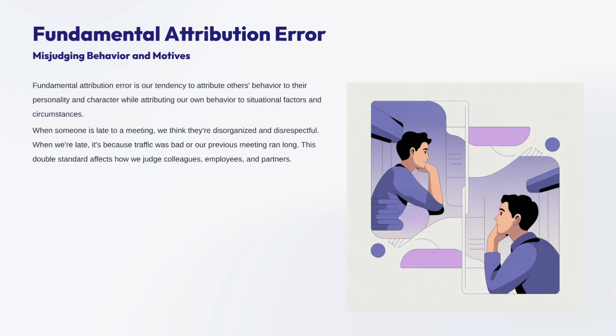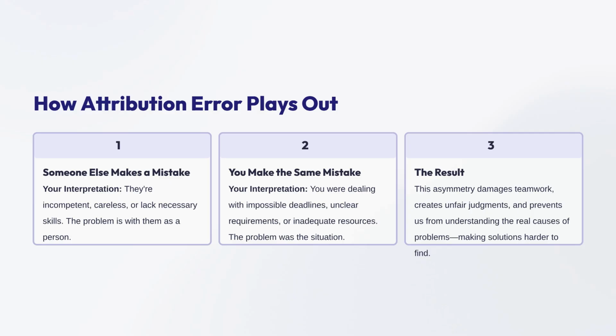The fundamental attribution error is attributing others' behavior to their personality, but our own to external circumstances. If someone is late, we think they are disorganized. If we are late, it's due to traffic. This double standard harms how we judge colleagues. When someone else makes a mistake, the interpretation is that they are incompetent. When you make the same mistake, the interpretation is that the situation was difficult. This asymmetry damages teamwork and prevents us from finding the real causes of problems.